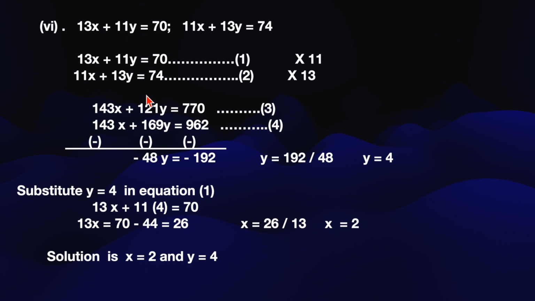So here you can see that we have to first decide what you want to eliminate. Sometimes even if you want to eliminate y, that is also fine. In that case, take the LCM of these two and then you can do the multiplication. Okay, so you can eliminate any variable that you want.